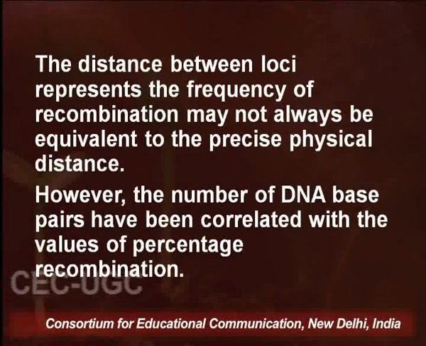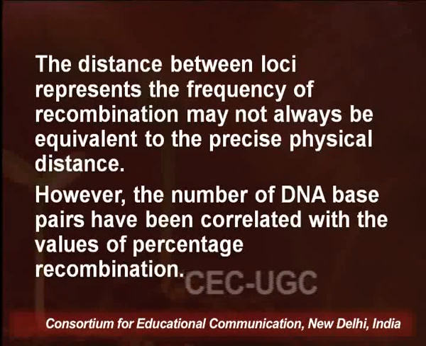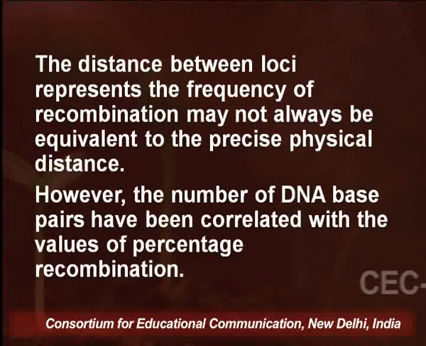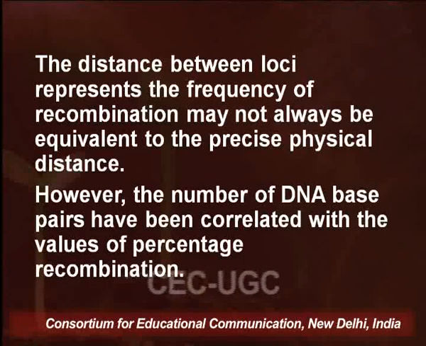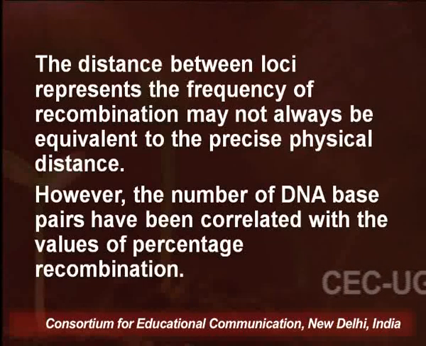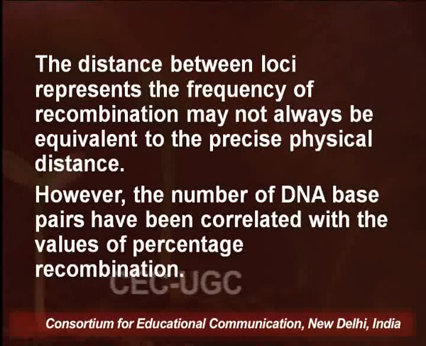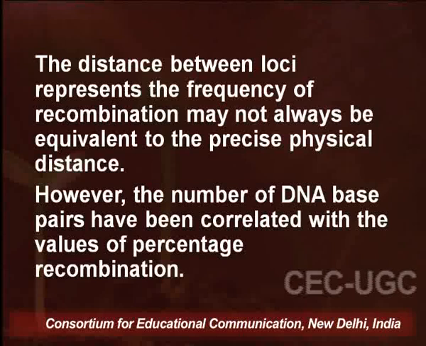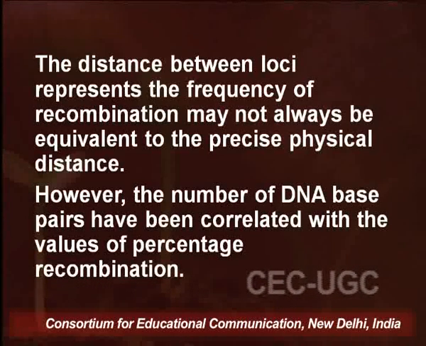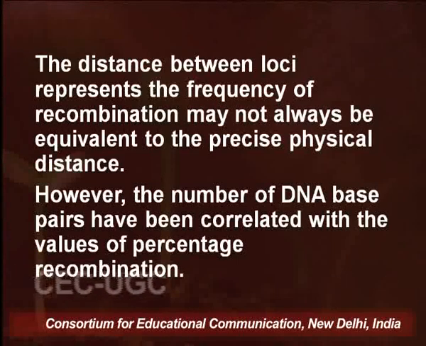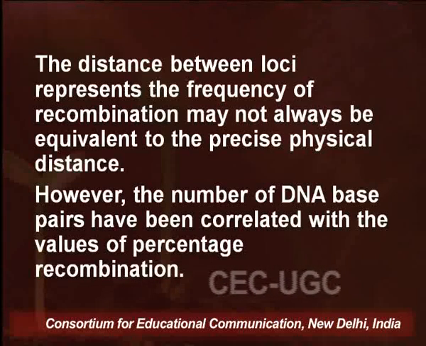So, in other words, there is something called a physical distance that we are going to calculate in terms of location of these gene loci on the chromosome. But you should remember, viewers, distance between loci represents the frequency of recombination. It may not always be equivalent, as the question we asked a little while ago, to the precise physical distance, because as we would see later, sometimes crossing over may take place, yet recombinants are not formed. So what do we do in such situations?